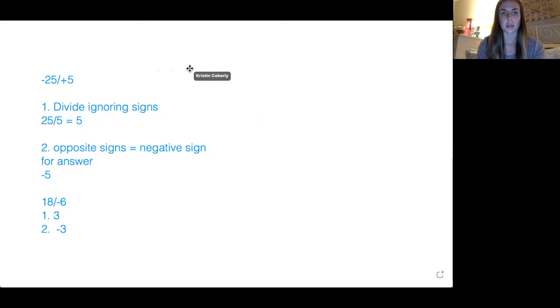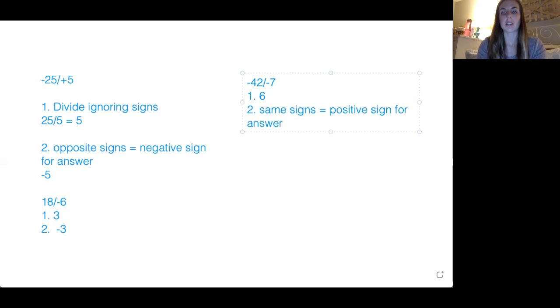So we're going to do negative 42 divided by negative 7. Step one, divide ignoring the signs. So you should get 6. Step two, our signs are the same. So that's going to give me a positive sign for my answer. So the answer is still just 6.